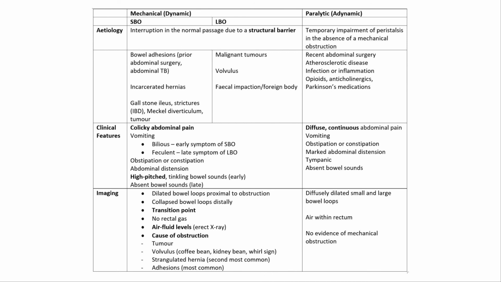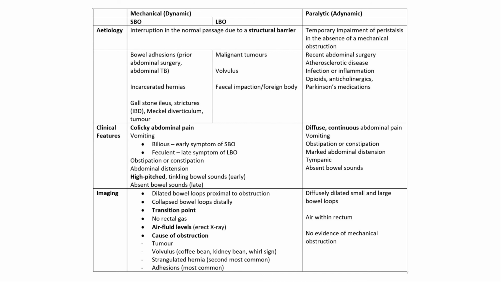Dynamic obstruction, or mechanical, can be broken into the small bowel and the large bowel. And in both cases, you've got something physical blocking the passage of stool or intestinal contents. The most common things in small bowel are adhesions, especially if you've got prior surgery, but also incarcerated hernias can be common, and then all the other rare things, and you should always think of cancer. Large bowel is very commonly cancer, but it could be volvulus or fecal impaction from long-term constipation and dehydration.